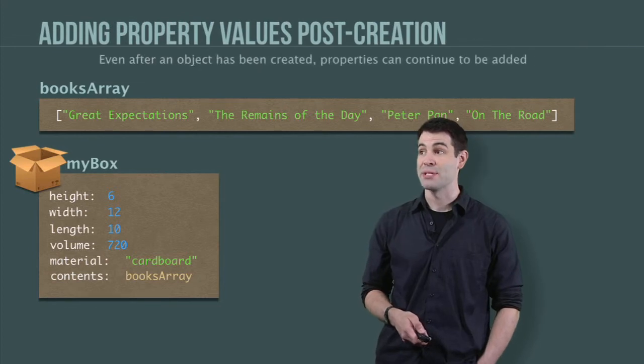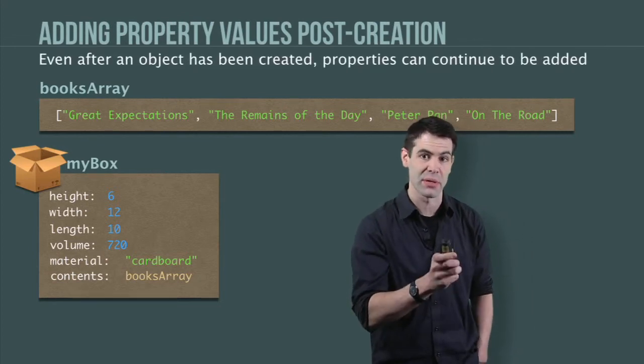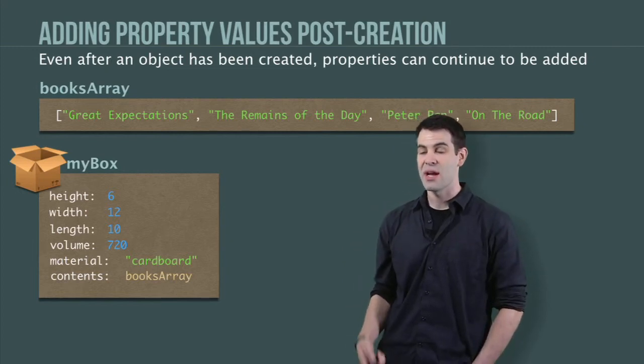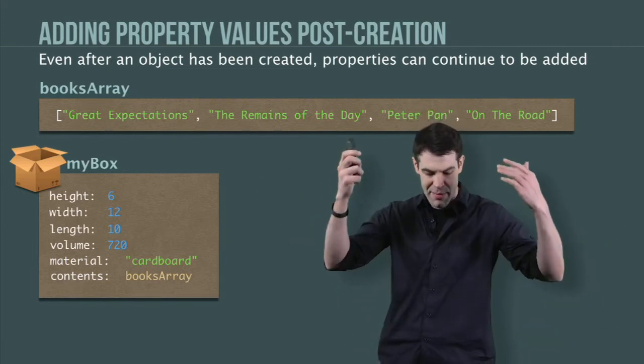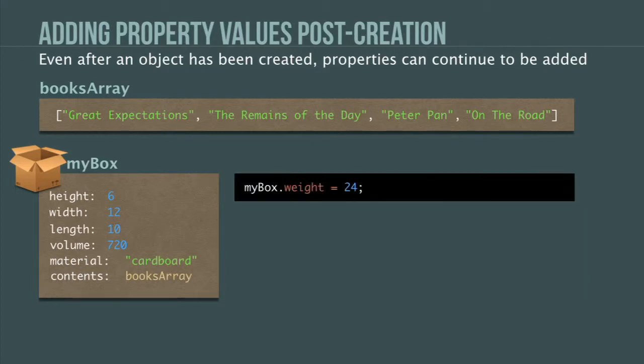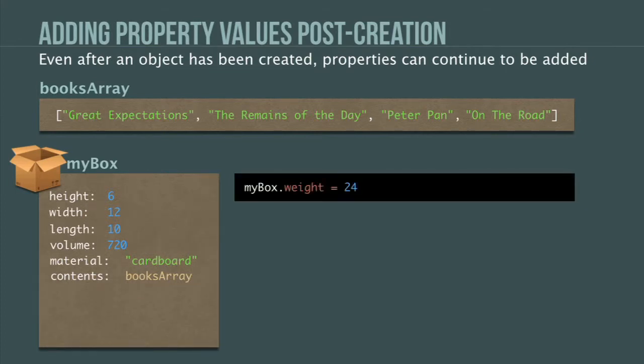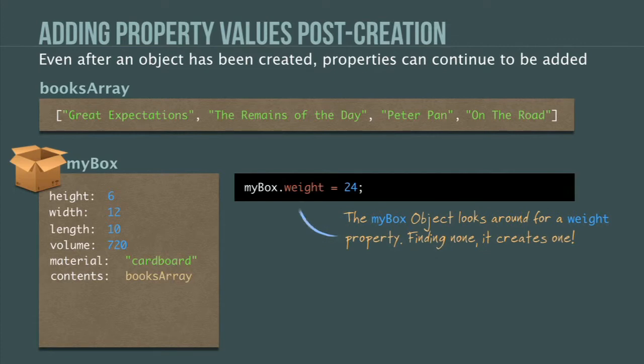Another cool thing about objects is that you can continue to add properties even after you have built your object literal. Even after that object is created, you can throw as many properties in there as you want. For example, if we wanted to add a weight property to the box, we could do mybox.weight and set it equal to 24. When you do this, the MyBox object is going to hunt around inside itself for the weight property, and finding none, it will create one for you and set it equal to 24.